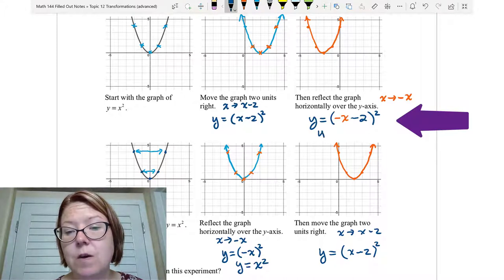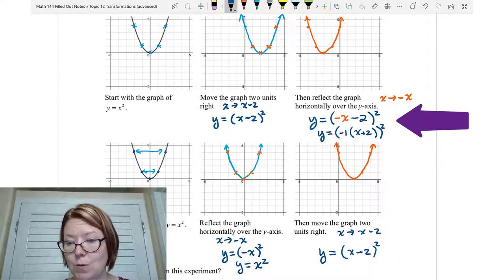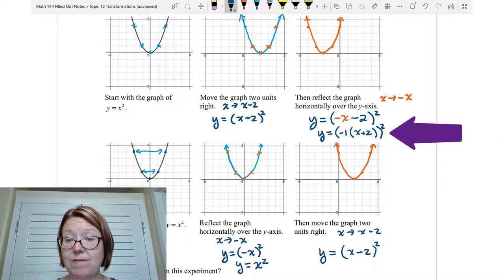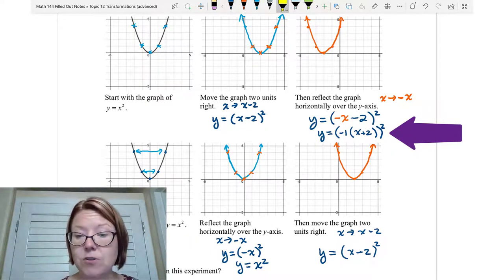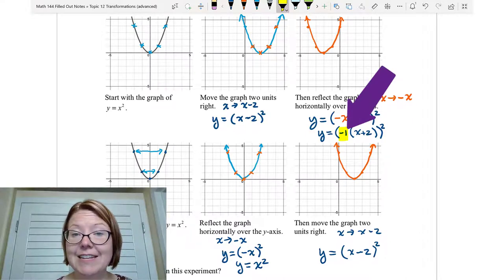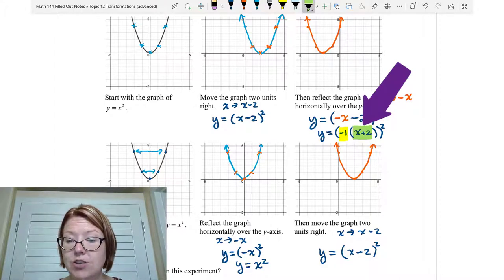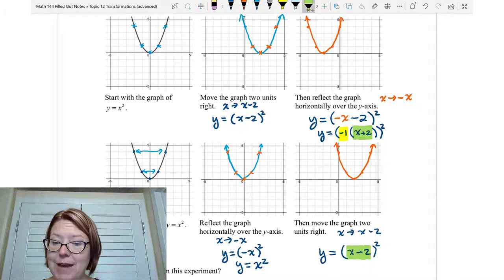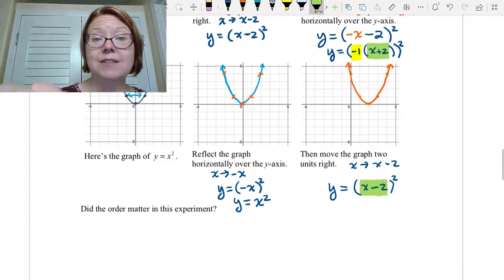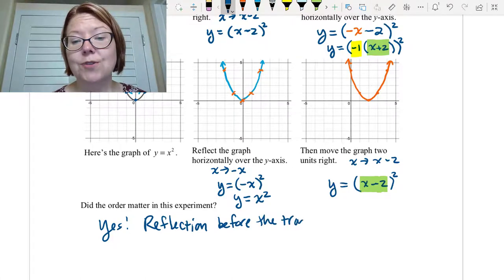So this equation is actually y equals (negative 1 times (x plus 2)) squared. So inside that big set of parentheses, you have negative 1 times the quantity x plus 2, which means that what you're doing is first a horizontal reflection, and then after that, you're moving the graph to the left 2. In the second equation, all you're doing is moving the graph to the right 2, because that first reflection didn't matter at all. So did the order matter in this experiment? Yes. And we still want to do the reflection before the translation.